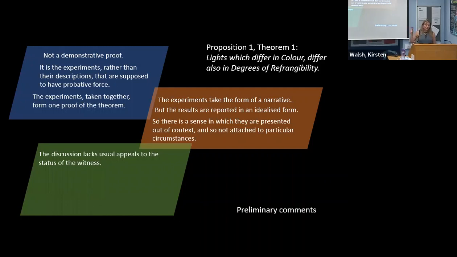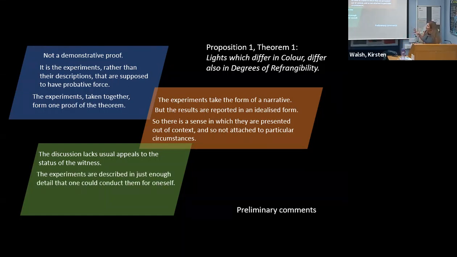So Newton's discussion lacks the usual appeals to the status of the witness, which is kind of interesting. This is usually what we come to expect in Baconian experimental texts, that there's usually discussion about the status of the witness. Newton doesn't appeal to the status of the witness, which again supports this idea that the reader is supposed to be a virtual witness here. And so they're supposed to be able to work through it on their own.